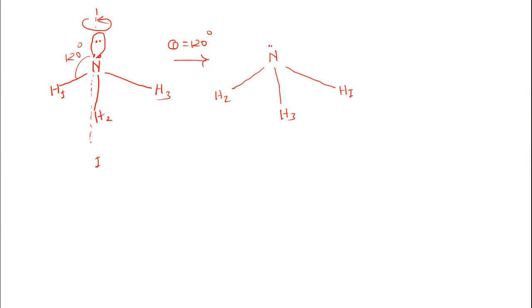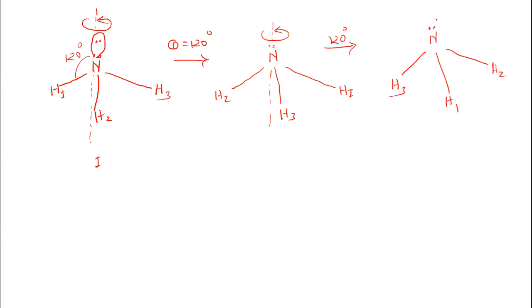Similarly, rotating this again by 120 degrees, we get another equivalent configuration, and it will look like this. So this is the second time we are rotating. What happens here? Hydrogen 2 goes here. So this is hydrogen 2, this is hydrogen 1, and this is hydrogen 3.